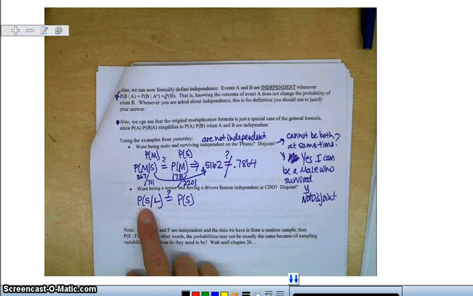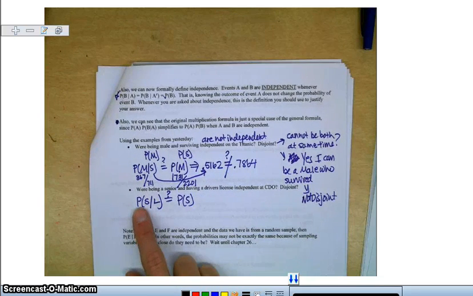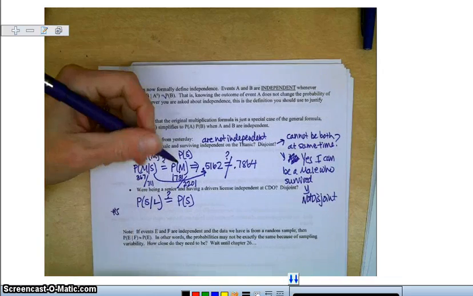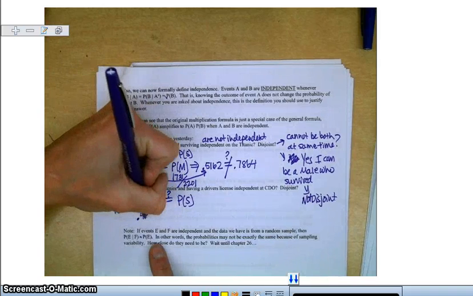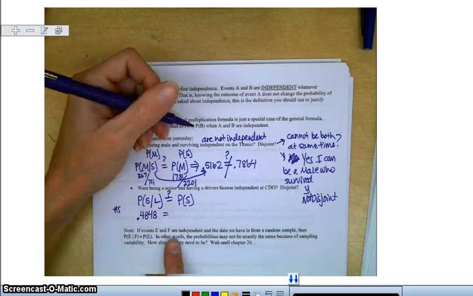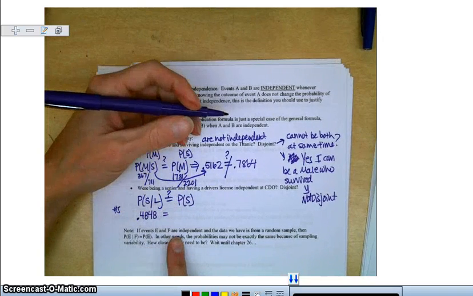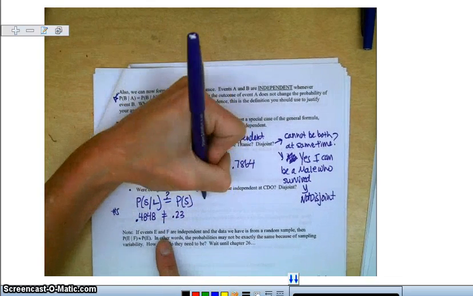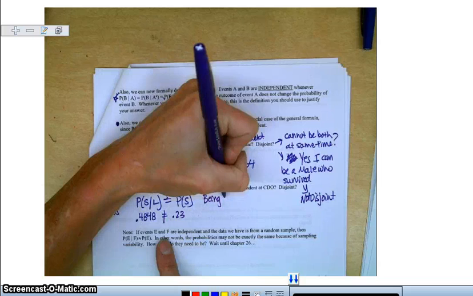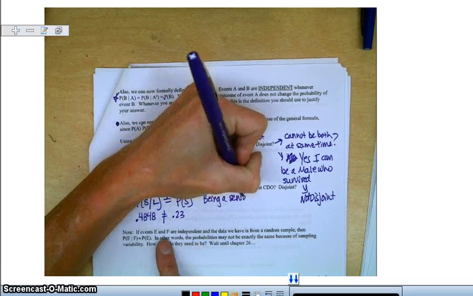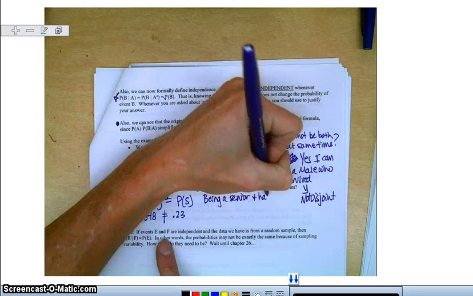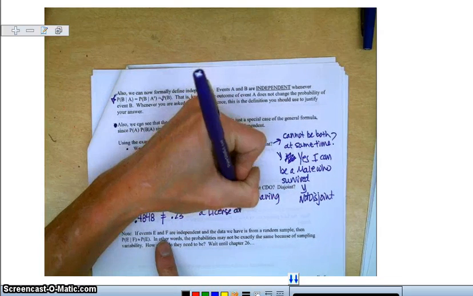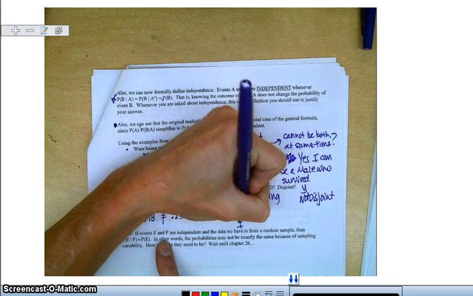All right, so the probability of being a senior, given that I had a license, that we did in number 5 in the last little bit of notes, and that was 0.4848. And just the probability of being a senior was 0.23. So these are not equal. So being a senior and having a driver's license are not independent.